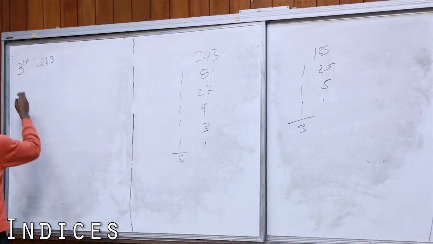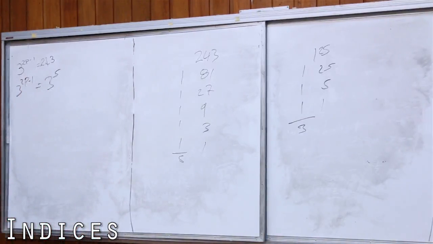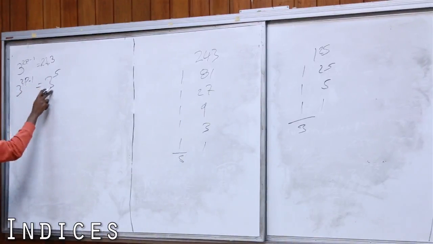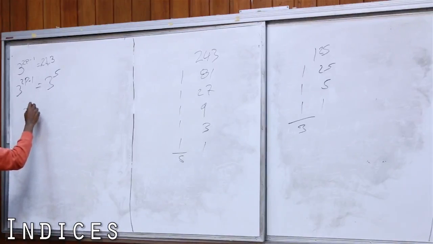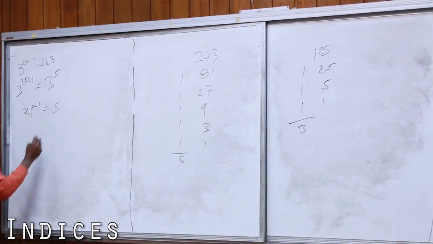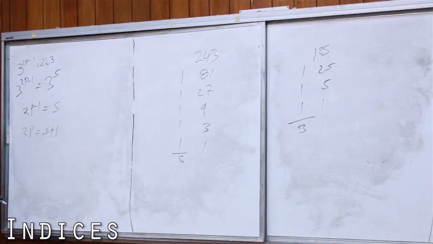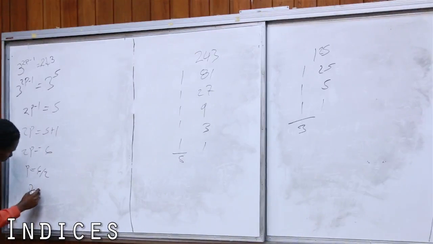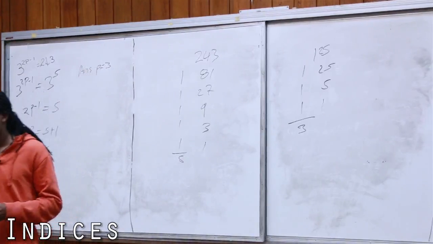So therefore, 3 to the 2p minus 1 is equal to 3 to the 5th power. If 3 to the 2p minus 1 equals 3 to the 5th power, then if this is the same as this, then this must be the same as this. In mathematics, the same means equal. So 2p minus 1 must equal 5. That means 2p equals 5 plus 1, so 2p equals 6. That means p equals 6 divided by 2. ANS, p equals 3. Simple.